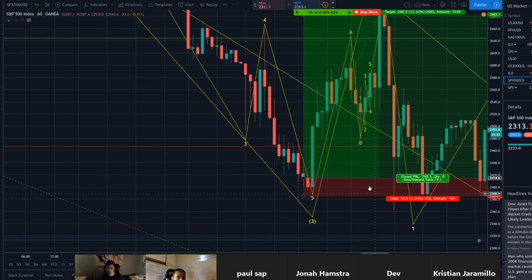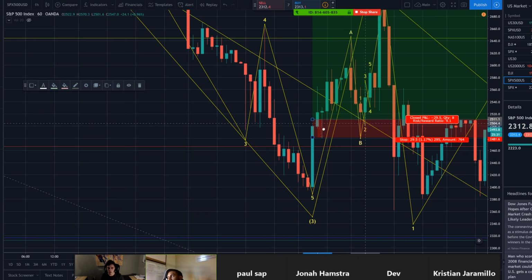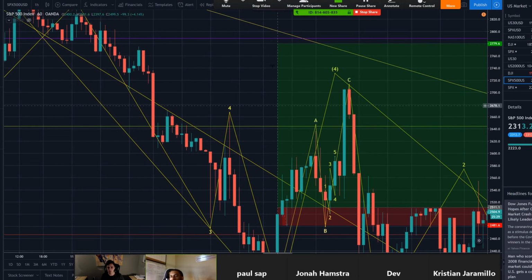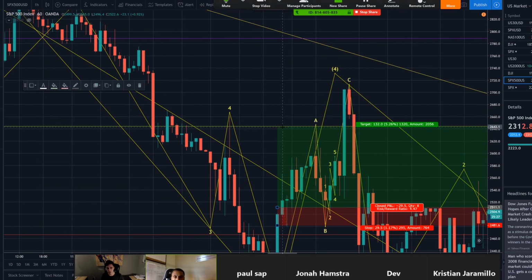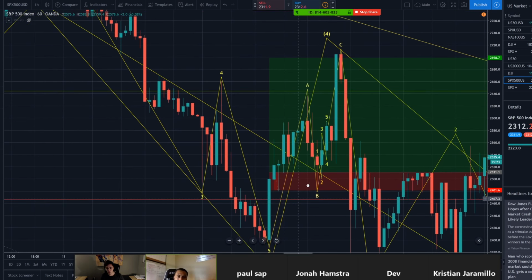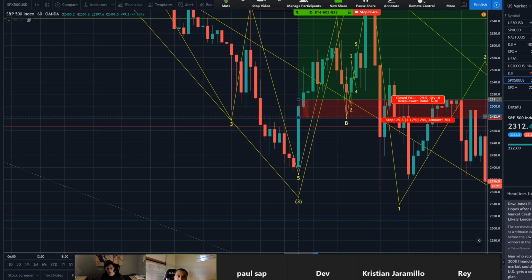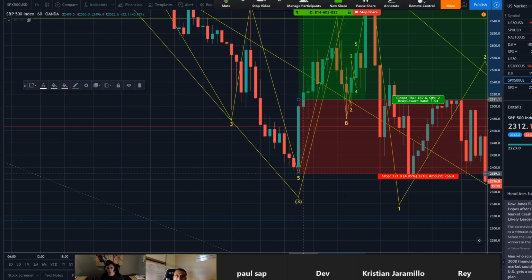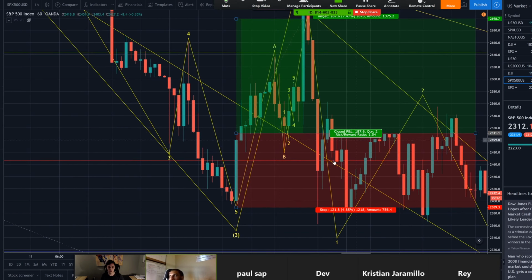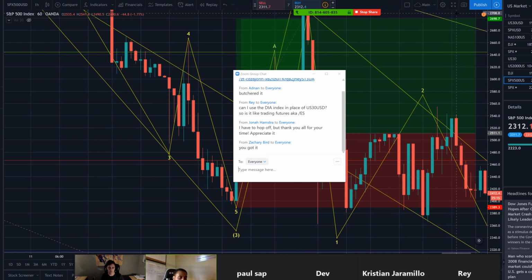So even if I was to enter all the way up here, not only would the take profit have to be significantly smaller, but the stop loss would have to be significantly bigger. So it would have to be all the way down here, and that just absolutely ruins your risk-reward ratio. See, there's chat.